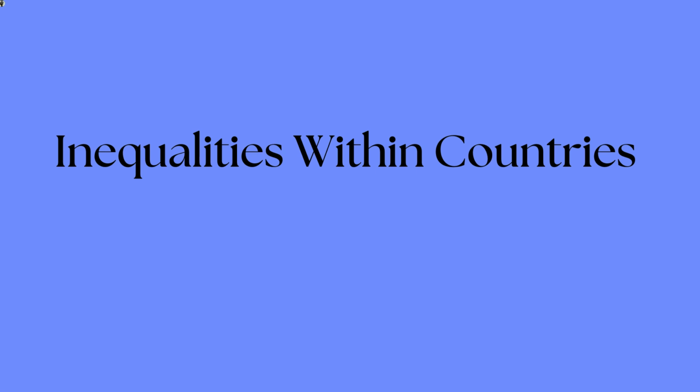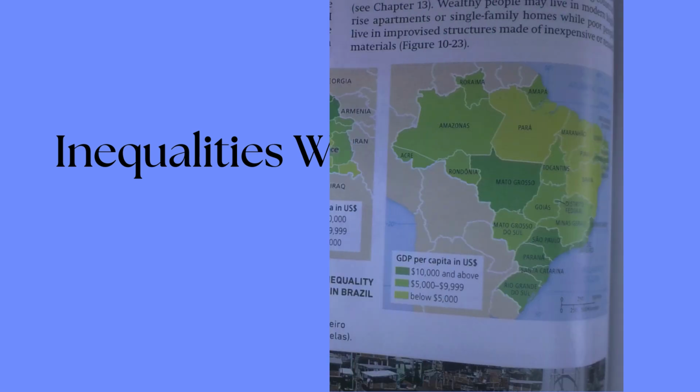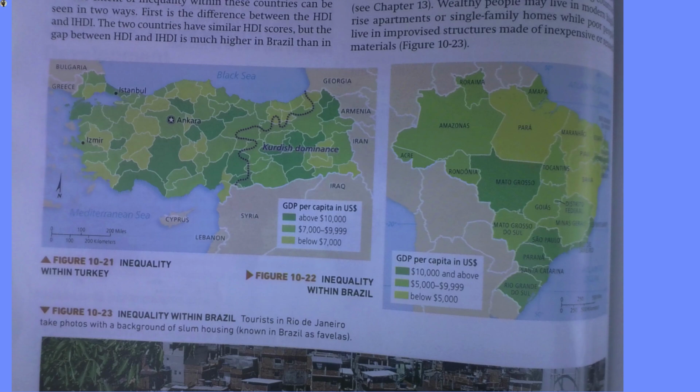We can tell how much inequality is within a country by comparing the regions in terms of GDP per capita, as seen on this map here. Using this map, try to guess which country has the most inequality. If you guessed Brazil, you're right, since there's a bigger difference between their regions than Turkey. Not only that, the wealthiest regions are concentrated along the coast and in the center.